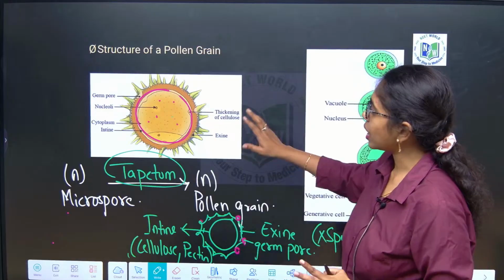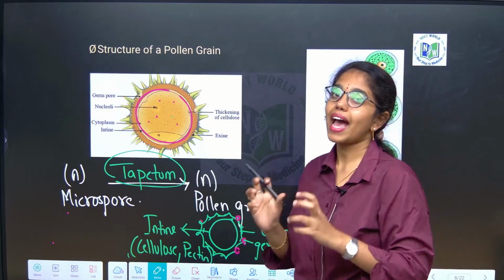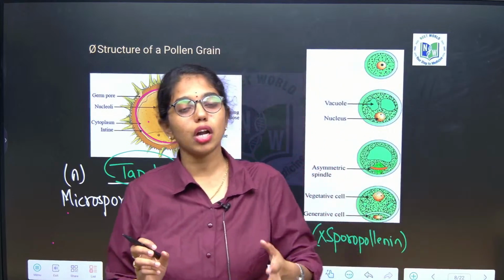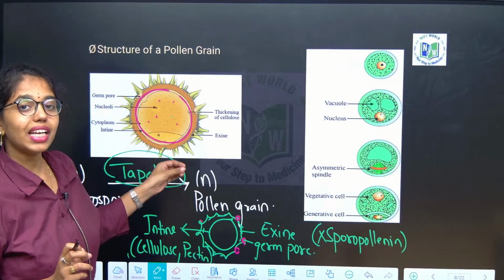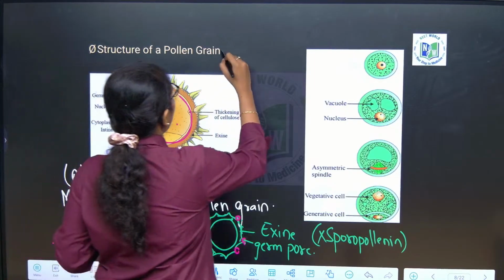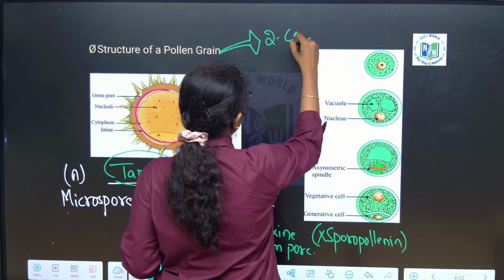So, this is what the pollen grain structure is. In most of the angiosperms, like in 60% of the angiosperms, the pollen grain is released in the two-celled stage. Pollen grain is released in what stage, beta? Two-celled stage.